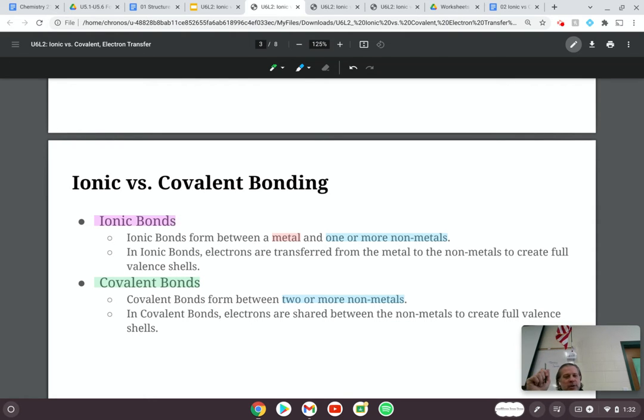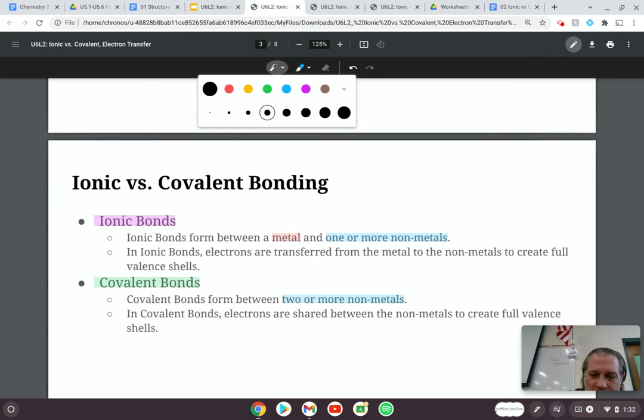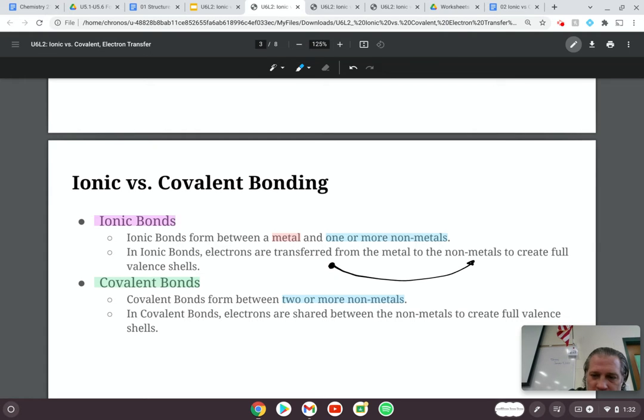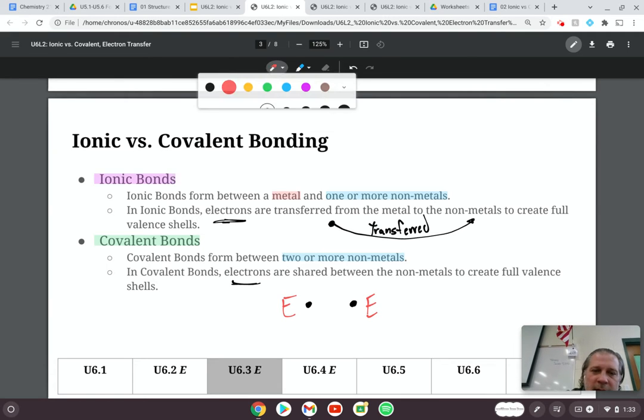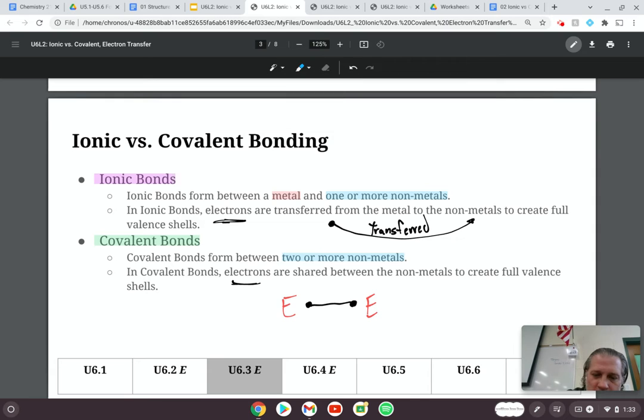The other thing that's really important is that in ionic bonds, an electron is transferred from the metal to the nonmetal. So electrons are transferred. In a covalent bond, the electrons are shared. So I would have one atom here, another atom here, so I might have element A and element B, and the electrons will be shared.